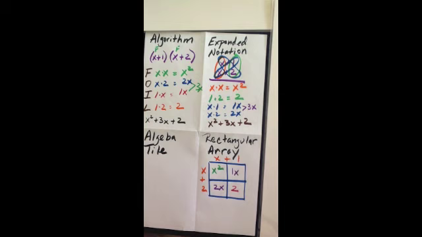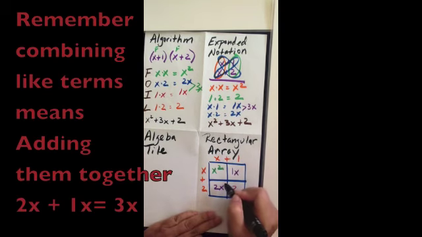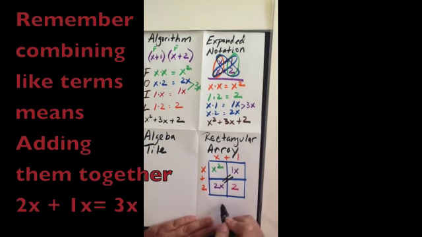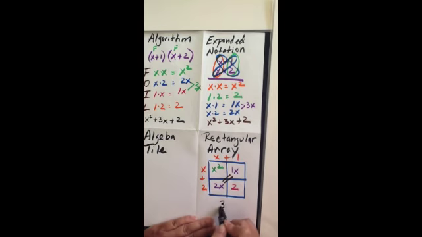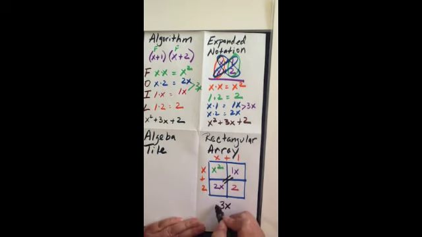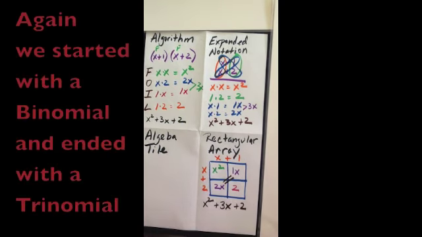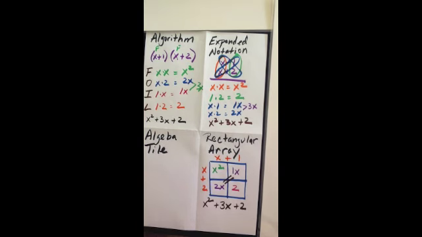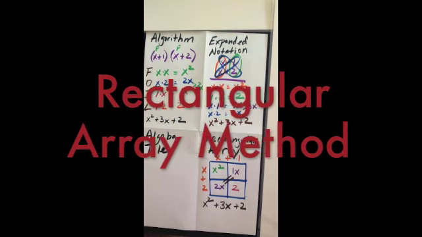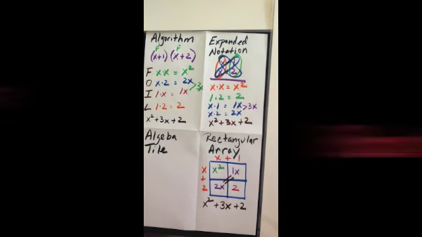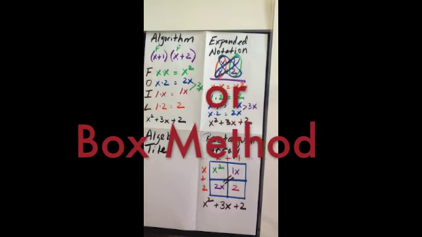Notice again, 1x and 2x are like terms and they're diagonals. So I'm going to bring that one down first. So 1x plus 2x will give me 3x. Bring down the x squared. Bring down the 2. And now we have a binomial times a binomial, and it became a trinomial. And now we've shown all four methods of representation to make sure you understand the concept of multiplying binomials.